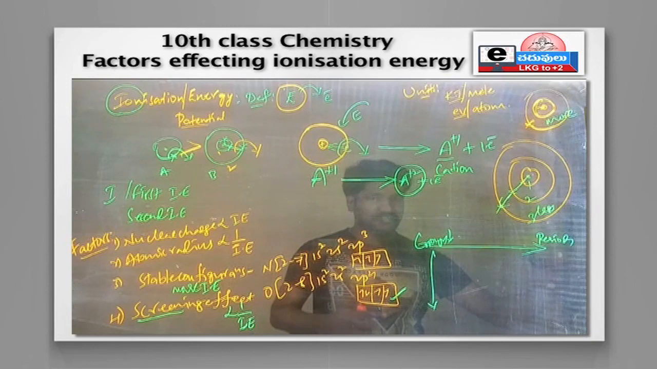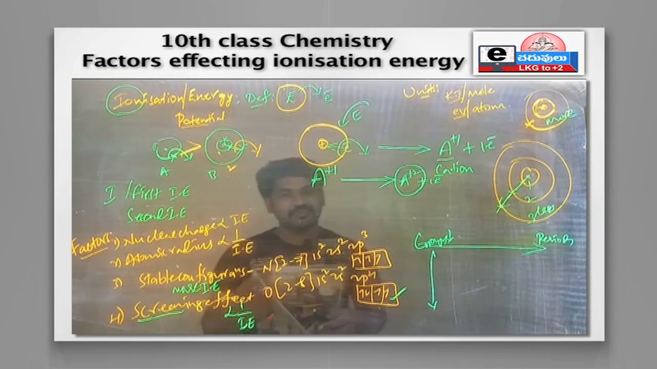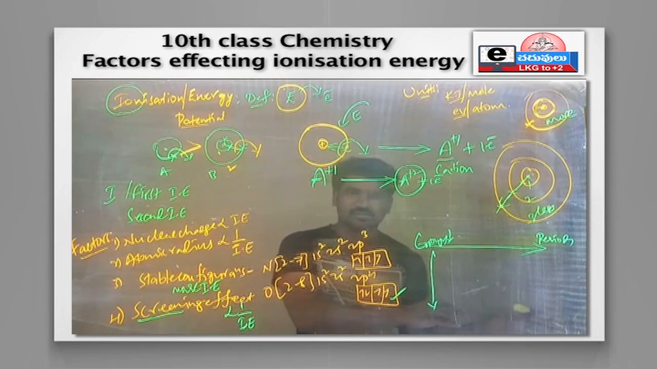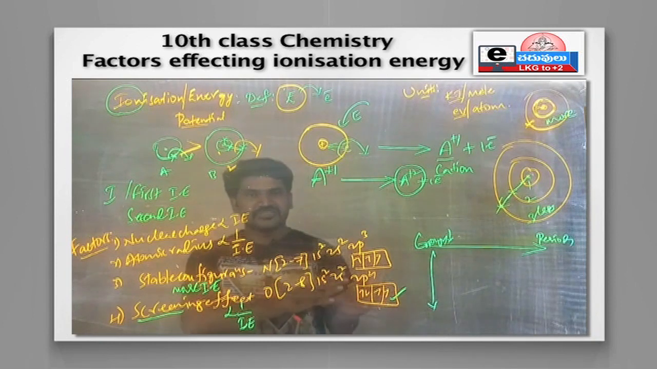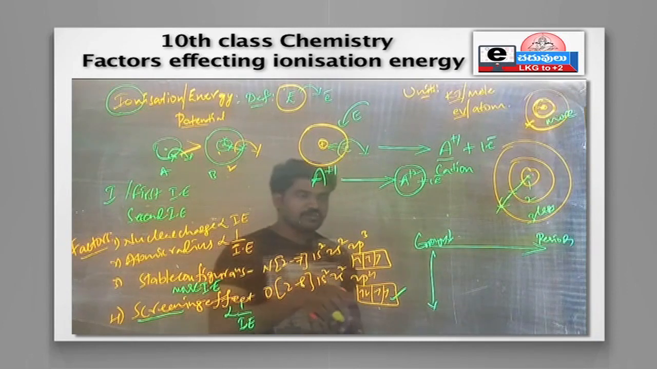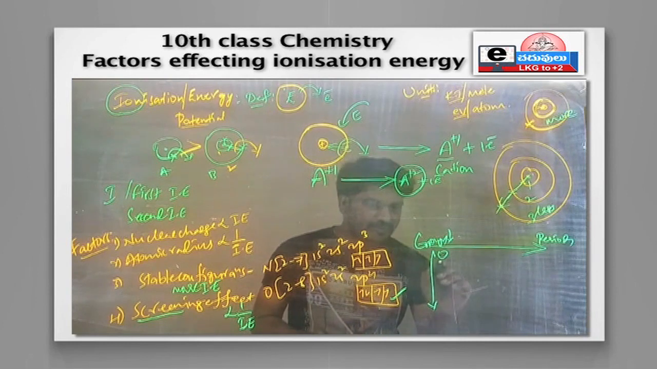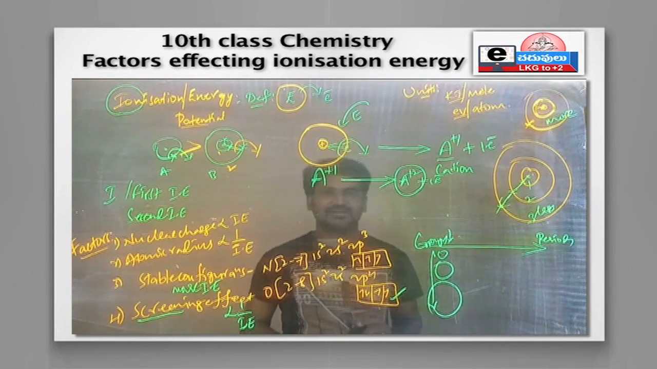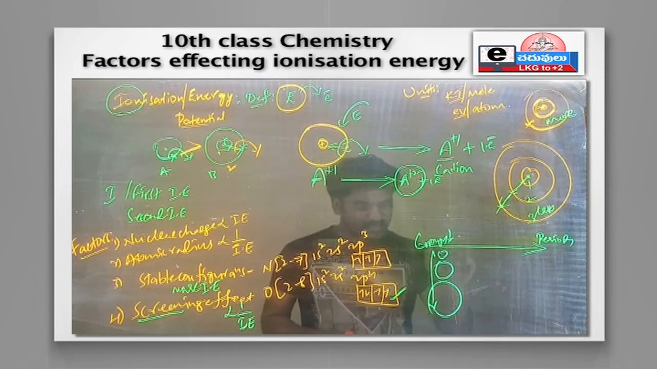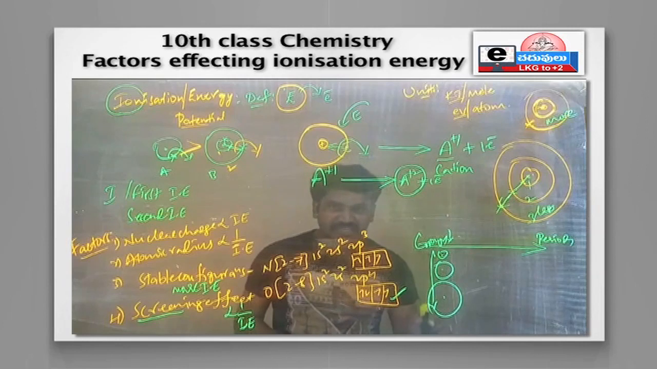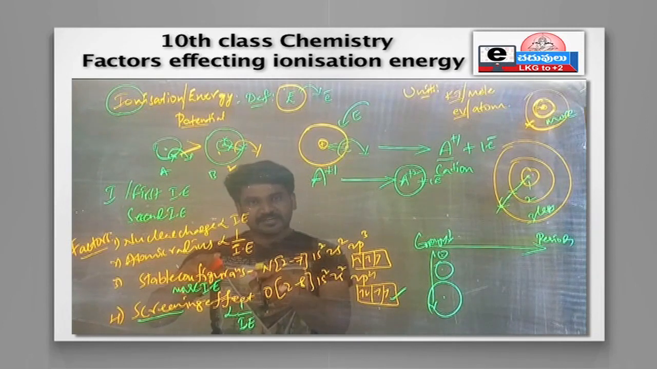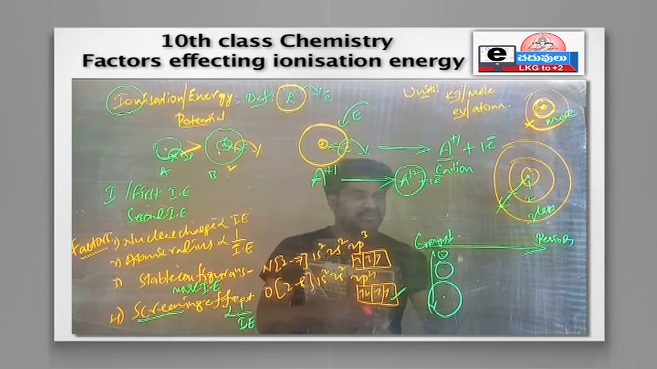In a period, atomic radius decreases. In a group, atomic radius increases. Now tell me, in groups atomic radius increases, in periods atomic radius decreases. In a group, atomic radius increases means ionization energy decreases. See this: atomic radius increases, ionization energy decreases. So in groups, ionization energy will decrease.